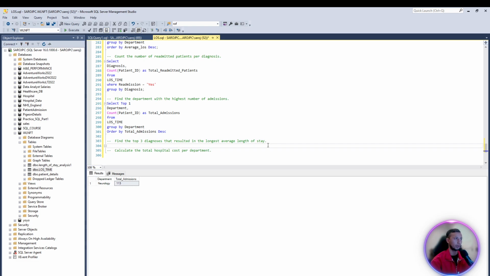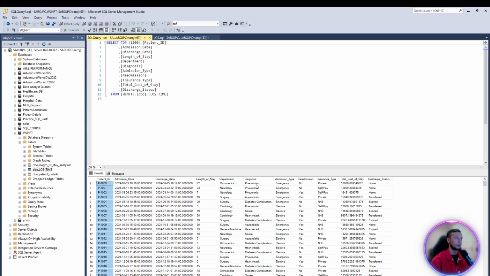Now let's jump to our second last question. Find the top 3 diagnoses that resulted in the longest average length of stay. Okay, so what this question is looking for, we have to group on the basis of diagnosis, and we have to look for average length of stay and only the top 3.